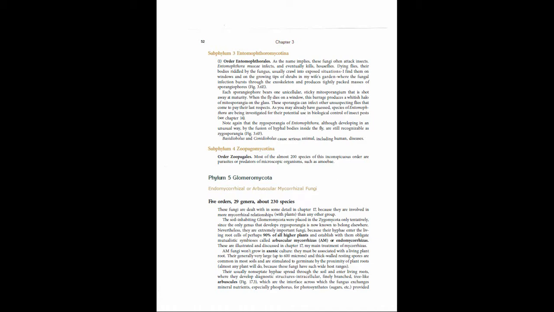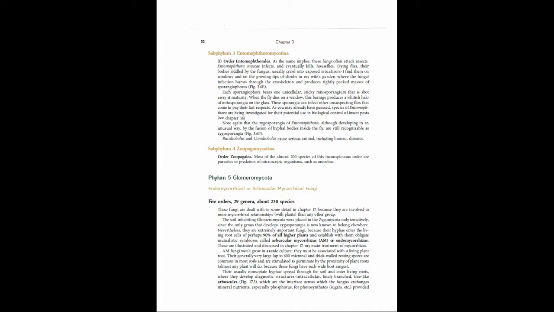Phylum 5 Glomeromycota. Endomycorrhizal or arbuscular mycorrhizal fungi. 5 orders, 29 genera, about 230 species. These fungi are dealt with in some detail in Chapter 17, because they are involved in more mycorrhizal relationships with plants than any other group. The soil-inhabiting Glomeromycota were placed in the Zygomycota only tentatively, since the only genus that develops zygosporangia is now known to belong elsewhere. Nevertheless, they are extremely important fungi, because their hyphae enter the living root cells of perhaps 90% of all higher plants and establish with them obligate mutualistic symbioses called arbuscular mycorrhizas, AM, or endomycorrhizas. These are illustrated and discussed in Chapter 17, my main treatment of mycorrhizas.